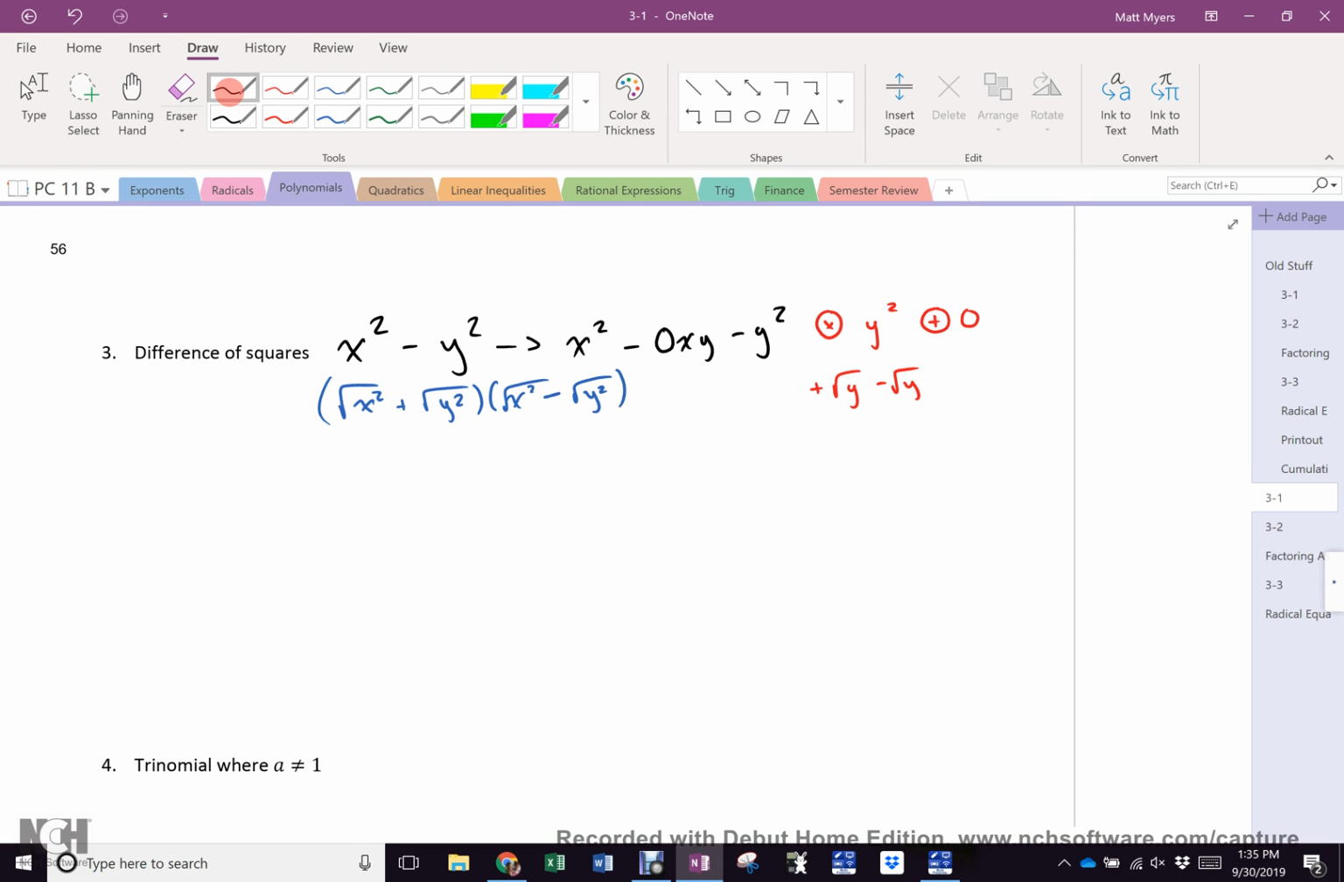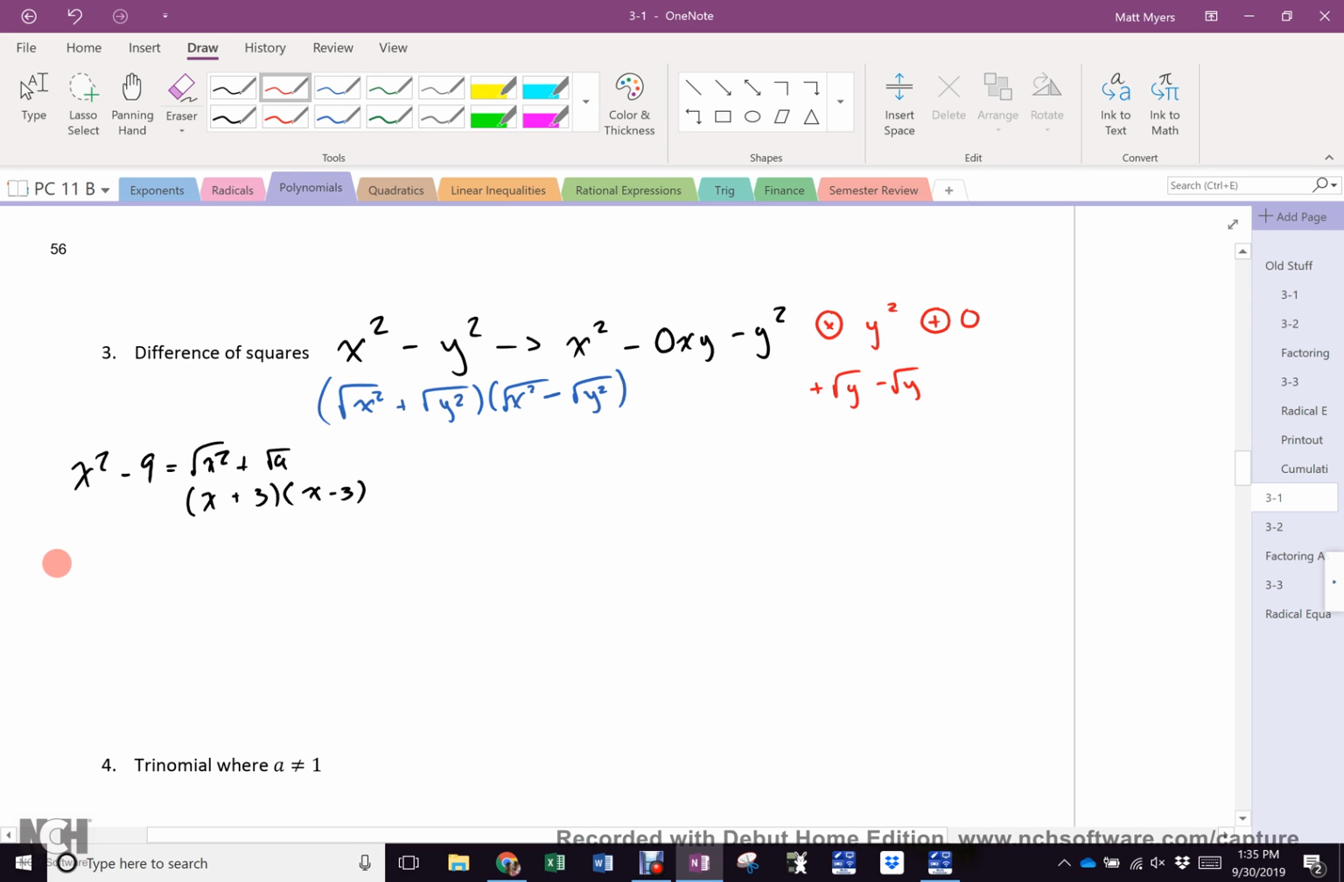Now, again, this one looks easy. Everyone's like, oh, okay. So, x squared minus 9, what is it? The square root of x squared, which is what? X plus, no, square root of 9, which is 3, and then the conjugate, x minus 3. All right?